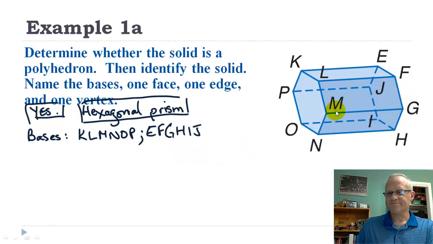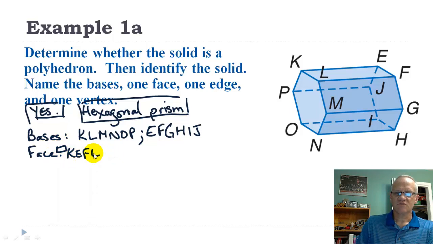Okay, one face, and again there are many faces here. There's the two bases that we've already named, but then there's all these other faces. Let's just name one of those. I'm going to name this one on top here, as one of the faces. I'm going to go with K-E-F-L. K-E-F-L. And if I wanted to, I could have put the little square or rectangle symbol in front there to indicate that it's a quadrilateral. You know, there's other ones you could do there as well.